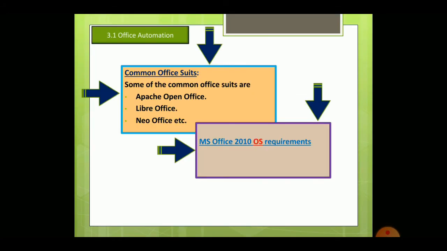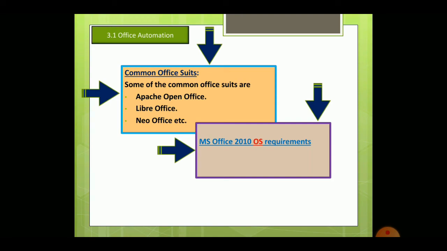So there are some different kinds of Office Automation systems available on the platform of computer. For example, we have got Apache OpenOffice, LibreOffice, NeoOffice, and of course most commonly used is Microsoft Office Suite. Microsoft Office Suite was introduced by Microsoft company, whose owner is Bill Gates. He introduced it on 1st August 1988.